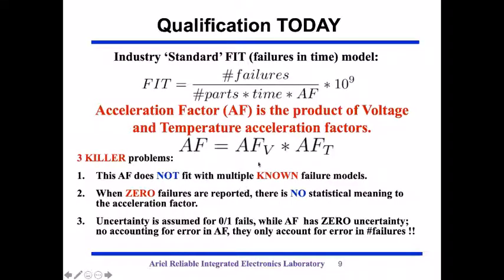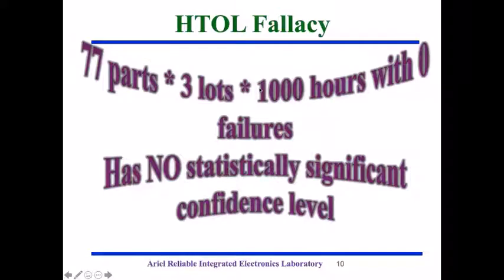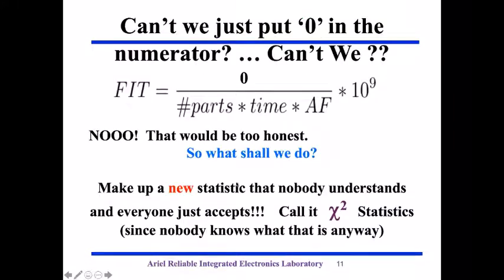So the fact is you're assuming one mechanism and you're assuming a constant rate. And your third problem is that you have an uncertainty assumed for these 0 failures. So really, I'm going to try to show you a little bit more clearly that 77 parts times 3 lots times 1,000 hours, 0 failures, has no statistical significance or confidence level.